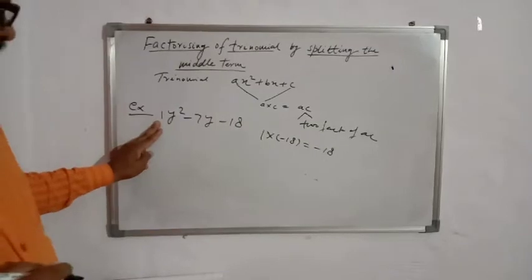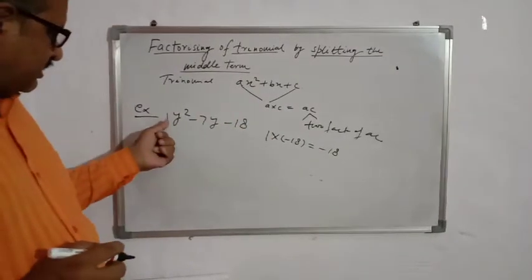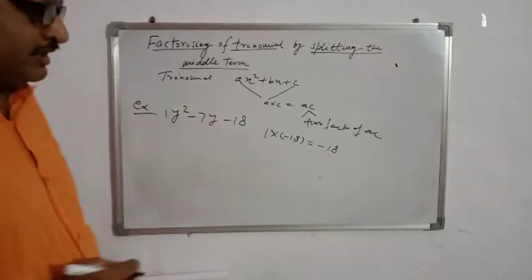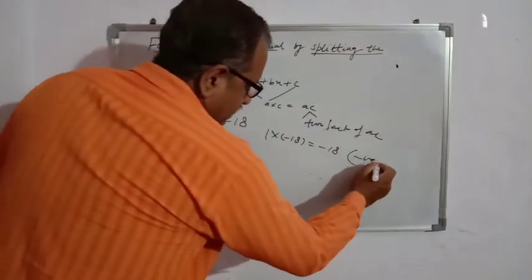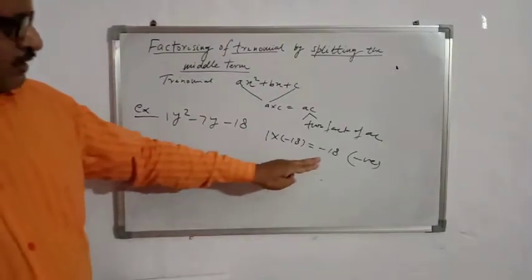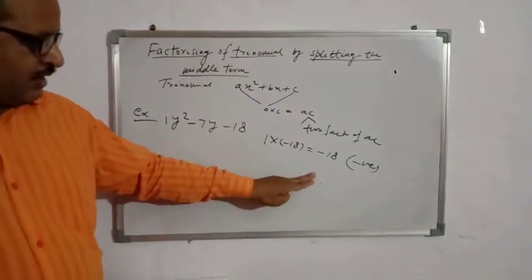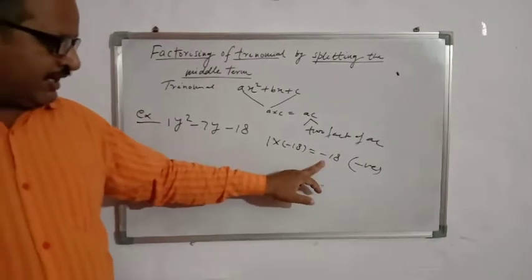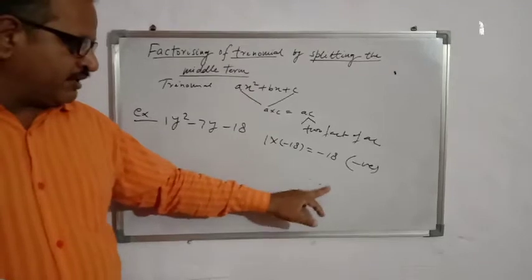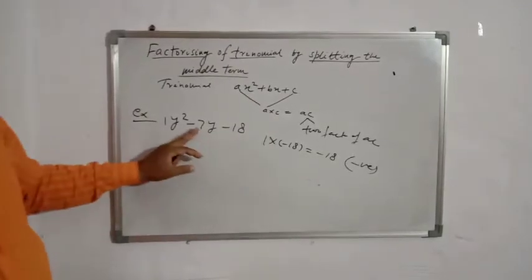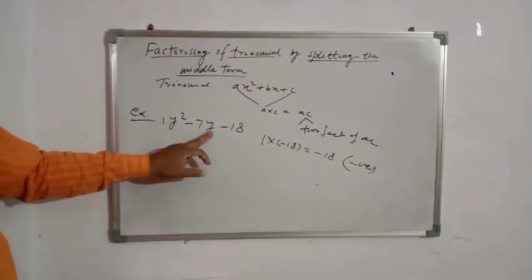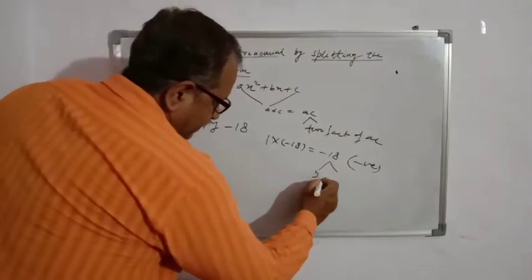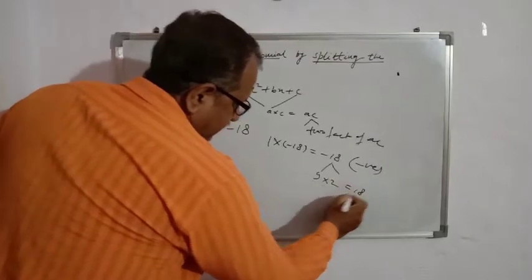We have to multiply a and c with sign. What is a here? Plus 1. What is c? Minus 18. The product will be minus 18. Minus 18 means negative. So we will select two factors of 18 in such a way that their difference will give the middle term 7. Since the product is coming negative, we have to select two factors of 18 such that their difference gives the middle term 7, which is the coefficient of y. So we know that 9 into 2 gives 18.